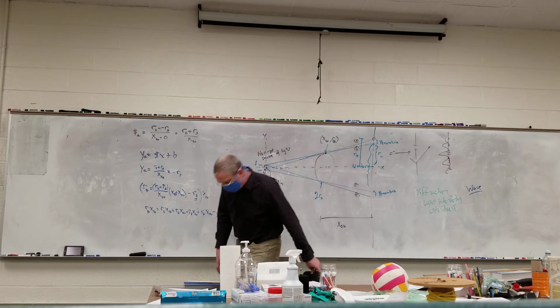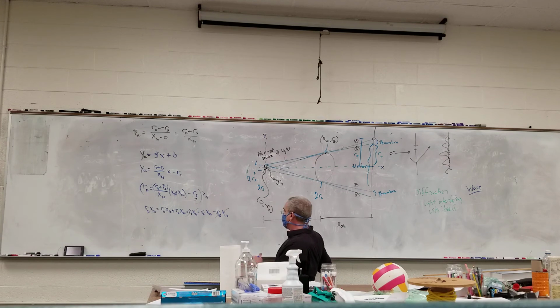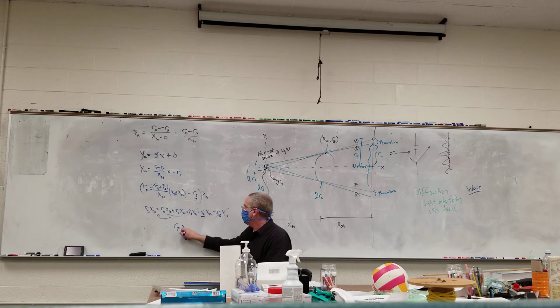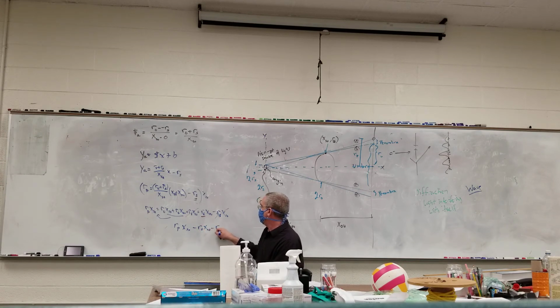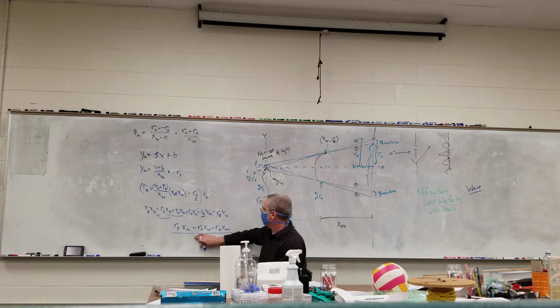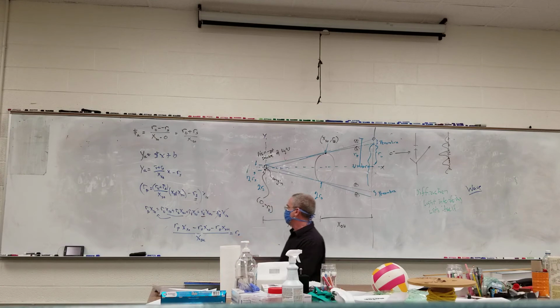Since I'm solving for R sub S, where are the R sub S's? I got an R sub S right there. That's what we're solving for, the radius of the source. And so I get this stuff over, so I have R_P X_SO minus R_O X_SO minus R_O X_OU, over X_OU, equals R sub S.